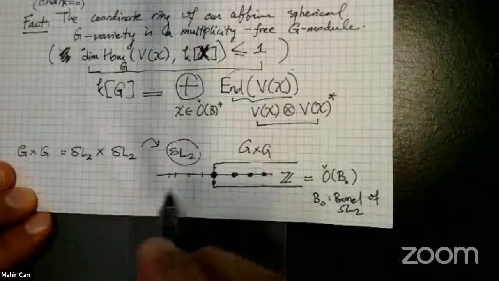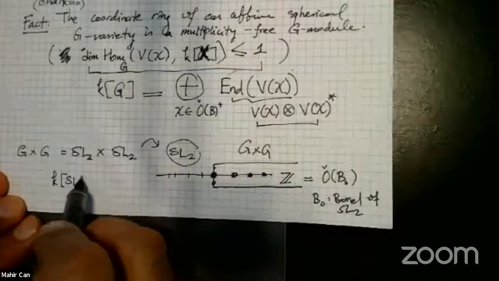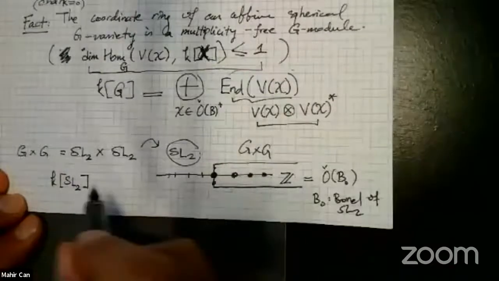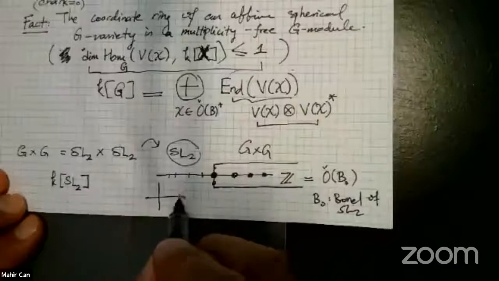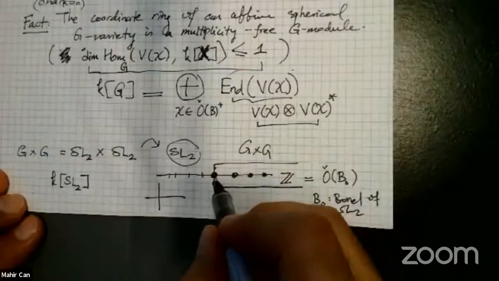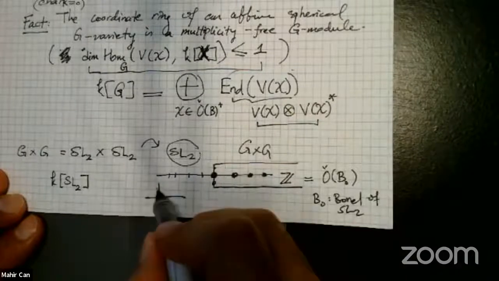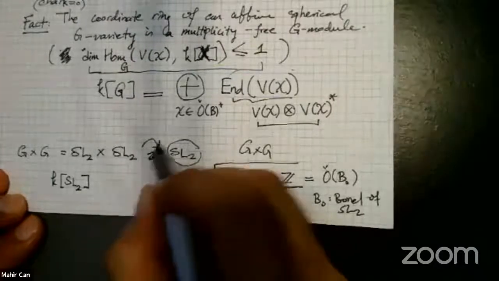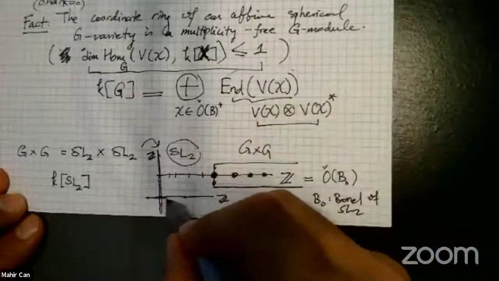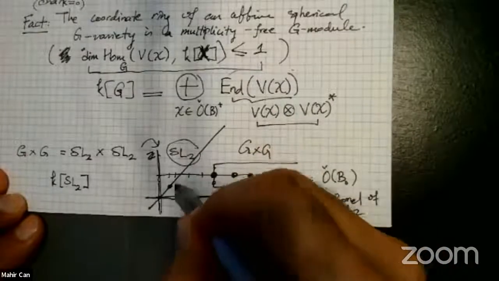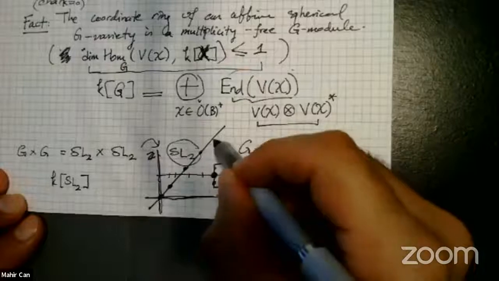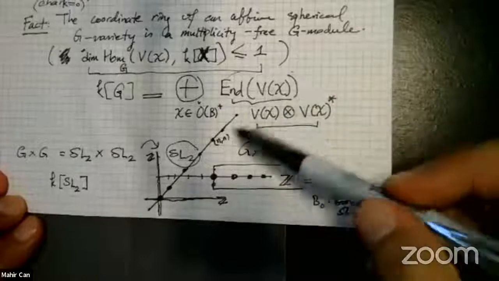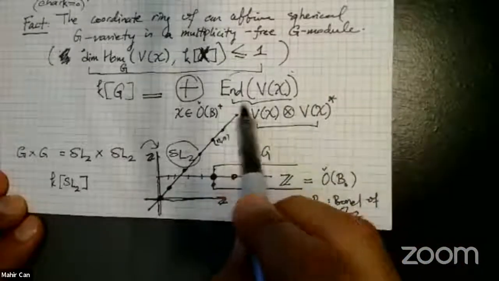Then if I look at the coordinate ring of SL2, I can now draw a two-dimensional picture. So this is Z, this is Z. This diagonal gives me the points n comma n in the plane. For each point on this diagonal line, I have one of these endomorphisms in here.